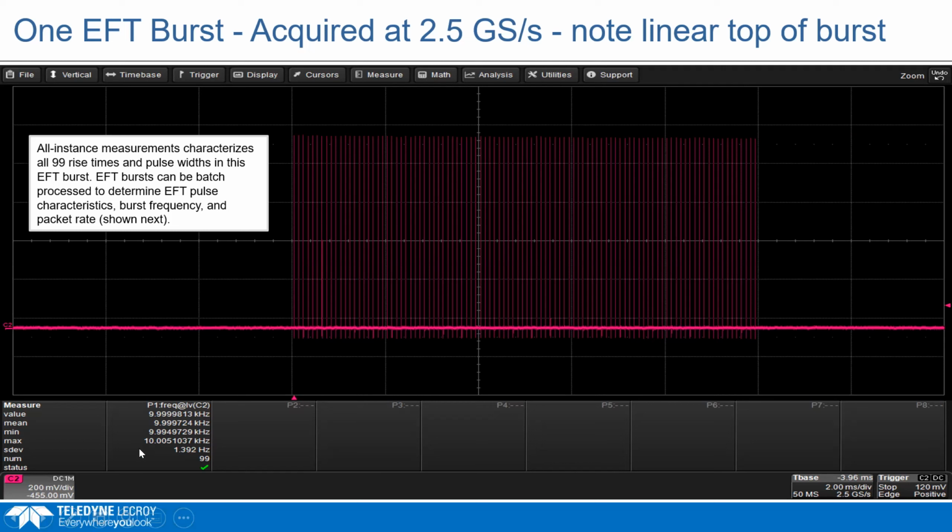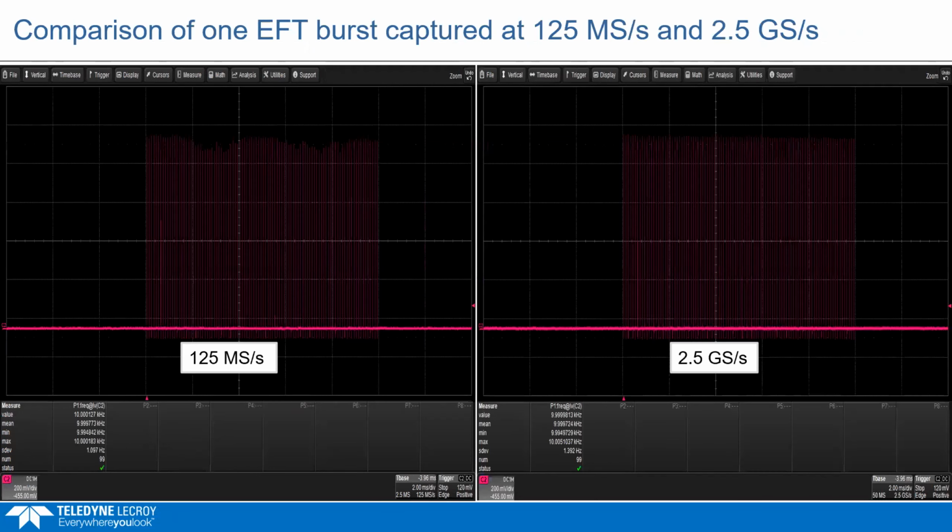And here we're looking at, it's still a 10 kilohertz frequency, but it took getting up to around over a gigasample per second before the amplitudes of the EFT burst would level out. And as a comparison, I set the 125 megasamples side by side with 2.5 gigasamples, and we can see that it actually made a difference between being just over 5 orders of magnitude oversampling compared with 6 orders of magnitude oversampling on that fundamental frequency. Because the content of an EFT pulse is so high relative to its actual fundamental frequency.